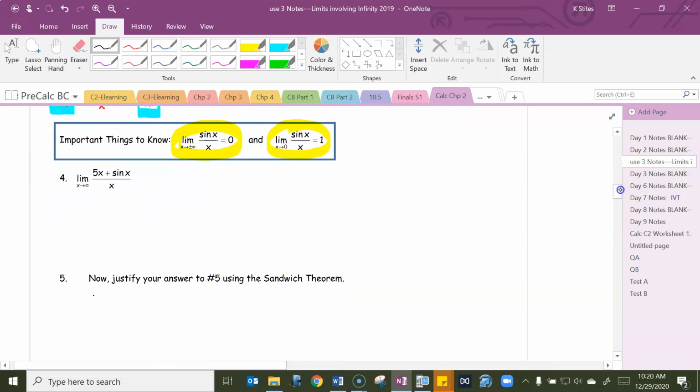All right, so now number 4 and 5 are really the same type of problem, but we are going to do this in 2 different ways. First, we're going to use limit properties, and then we're going to use the sandwich theorem. Okay, we'll see what you prefer. So limit properties, I'm going to split my fraction. That's just some algebra. 5x over x plus sine x over x. Then I'm going to split my limit.